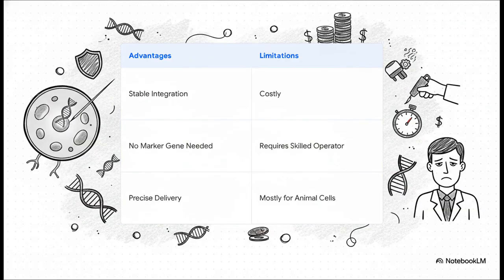So you can probably see the trade-offs here. The huge pro is that this method is super precise, and it's great for getting that new DNA to stick around permanently. But the cons? Well, it's really expensive. It's incredibly slow. You're doing this one cell at a time, and you have to be a true expert to pull it off.